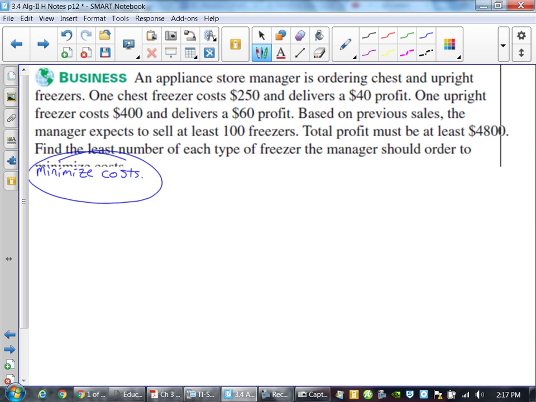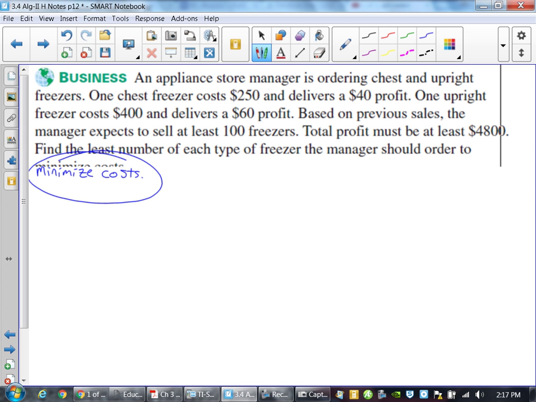You want to figure out what is going to be the cheapest way for me to order freezers to minimize my cost. I don't want to order 100 of these $400 freezers because then I'm into it for 40 grand. But if I order 100 of $250 freezers, I might only be in for 25 grand. But is there some sort of a combination of the two that'll allow me to make more money off of that? So we want to minimize our costs.